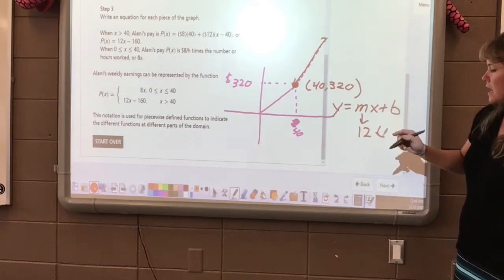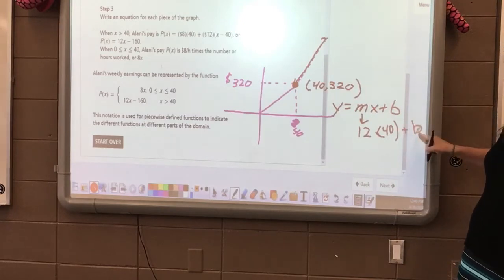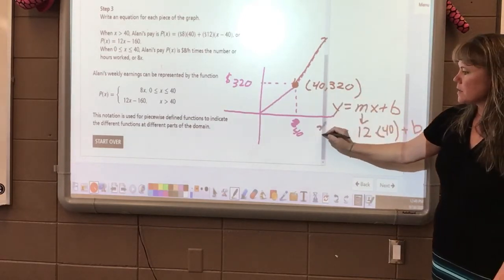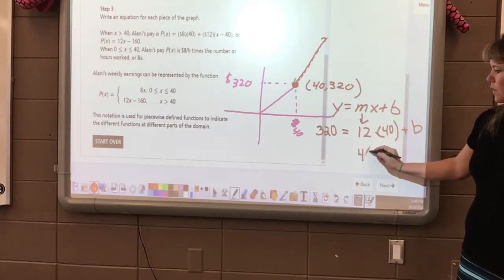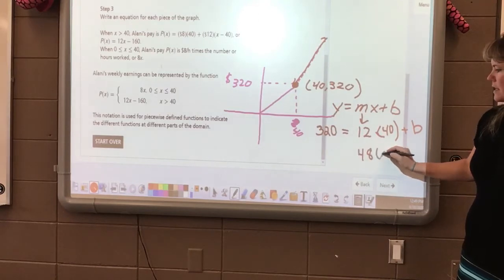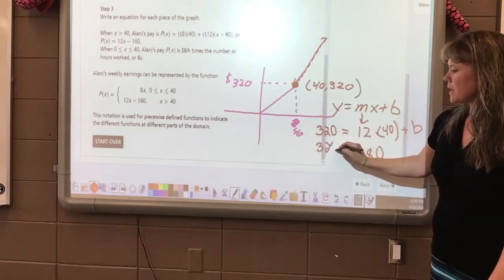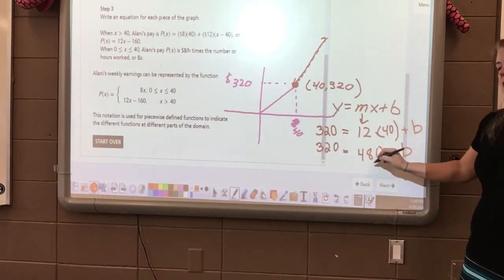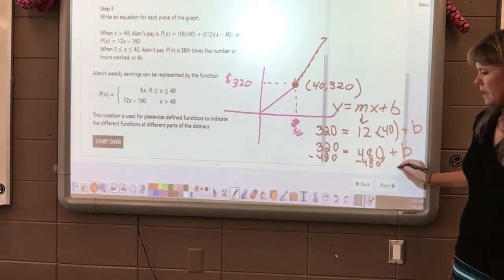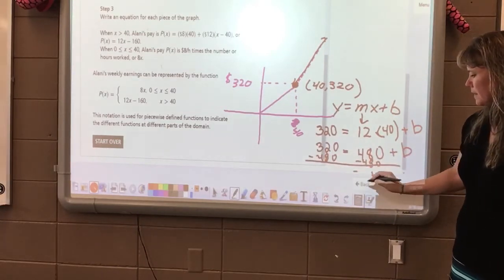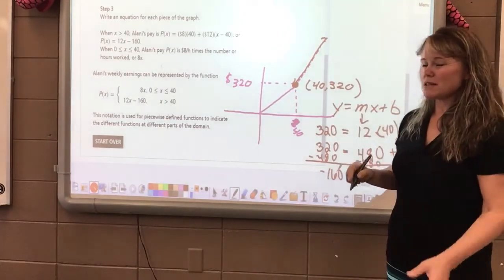There's other ways. The x value I have here is 40, plus b is what I need to solve for, and it equals 320. So 12 times 40, what's that? 440. Is it? 12 times 4 is 48, so 480. So 480 plus b equals 320, and I have to subtract 480 from both sides, and I get b equal to negative 160.